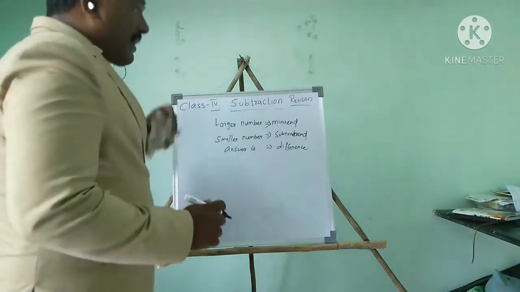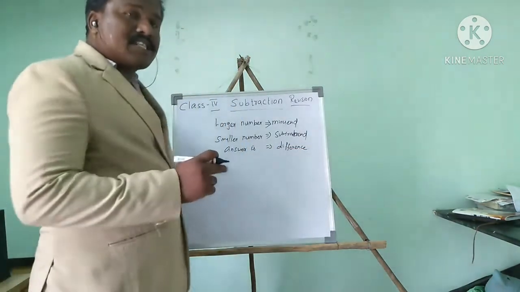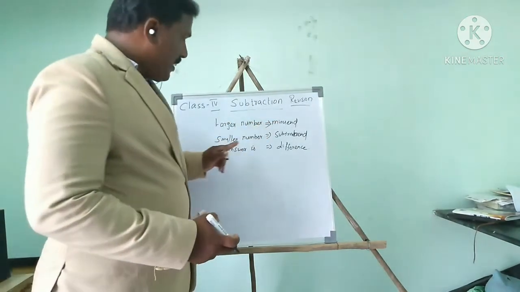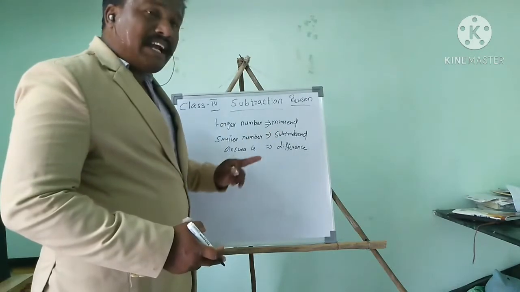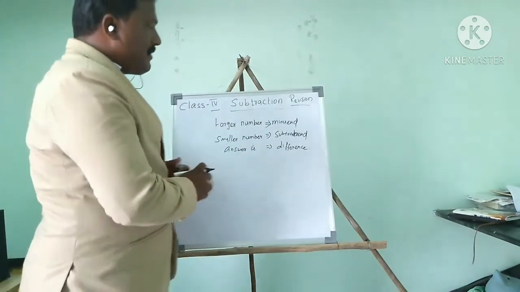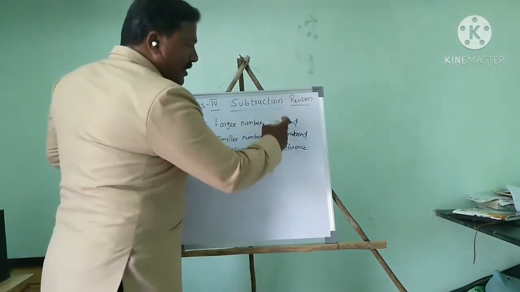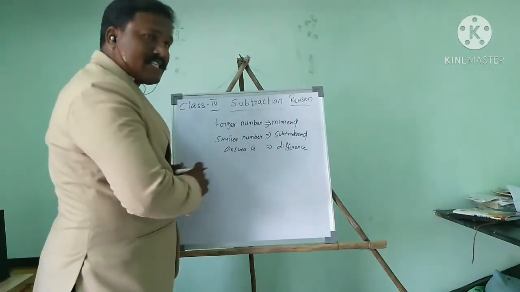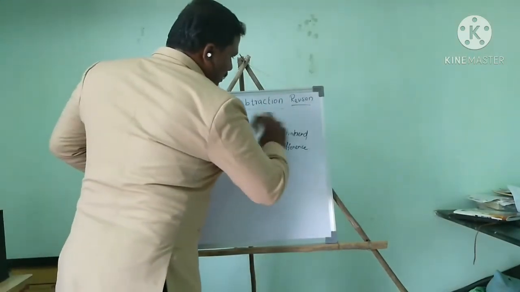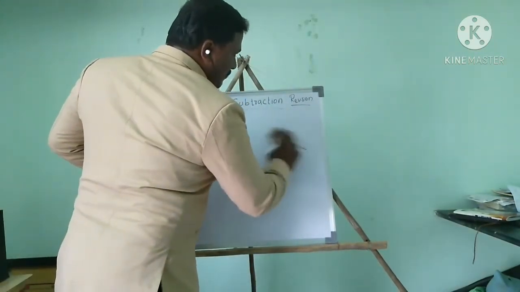So in a subtraction sum there are three important words. The larger number is called minuend, the smaller number we call subtrahend, then the answer is the difference. Let me see what is minuend, what is subtrahend, and what is difference. Let me take some example. I have taken some example sums.